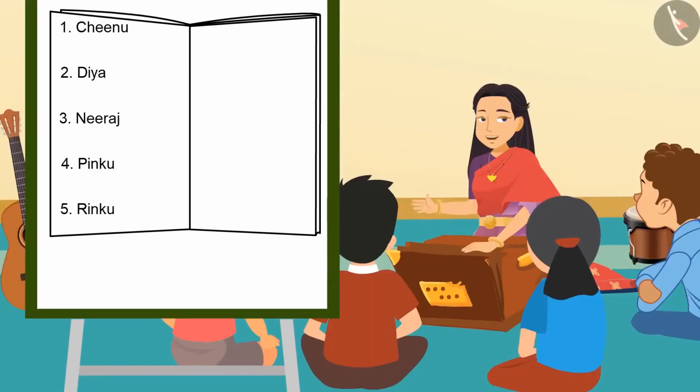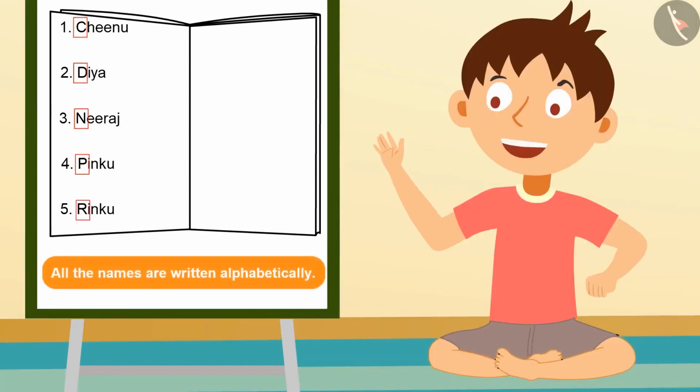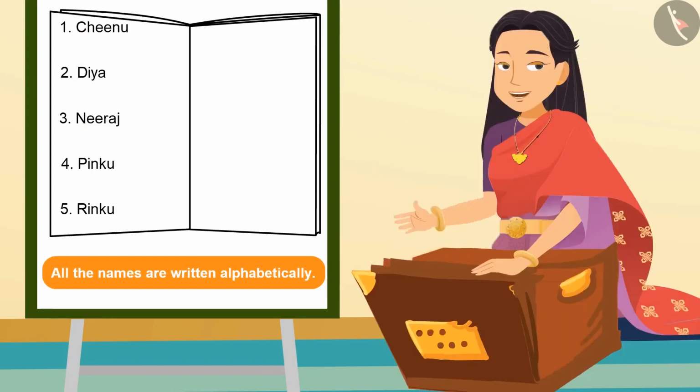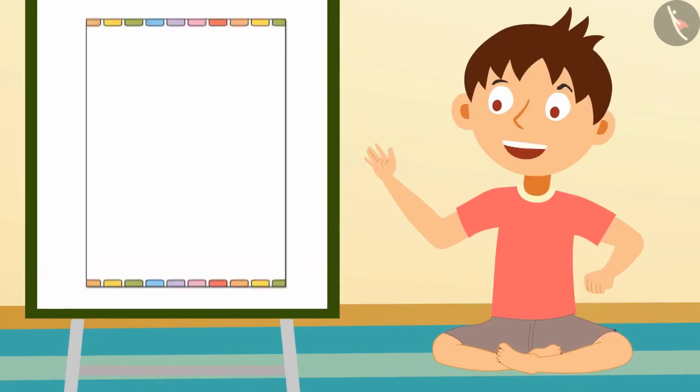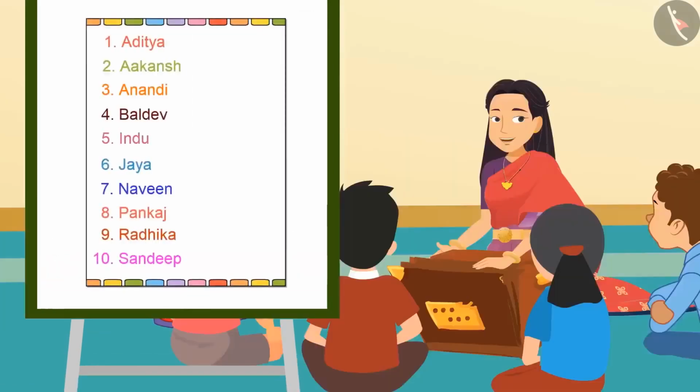Now think carefully. You have written all the names in alphabetical order. As Pinku's name starts with P and Neeraj's name starts with N, and in alphabets, N comes before P, Neeraj's name is written before Pinku. Very good. Ma'am, our school teacher has also written names in the same order. Writing all names alphabetically is a kind of pattern. So, we can say this is a pattern made of alphabets.